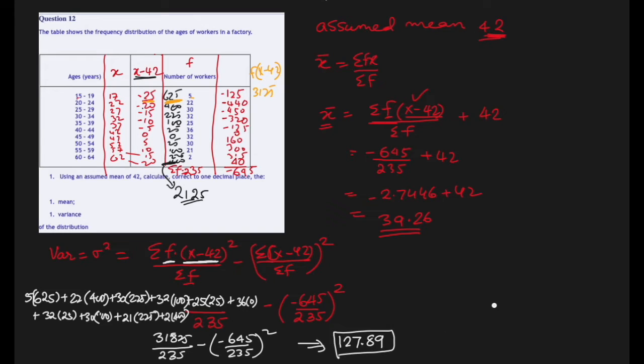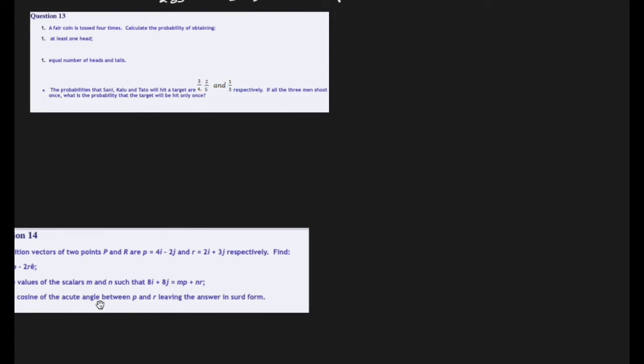Okay, let's move on to question number 13. Question number 13 says a fair coin is tossed 4 times. Calculate the probability of obtaining at least one head. So 4 times it was tossed, we want at least one head. That means it can be head and the other 3 tails. Any one of these 4 tries could be head. Okay, that is one case, but it is actually times 4.